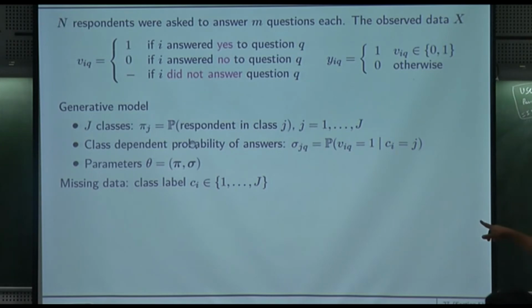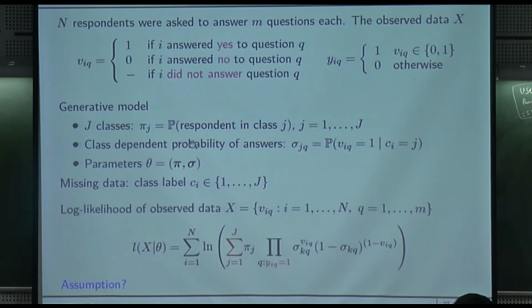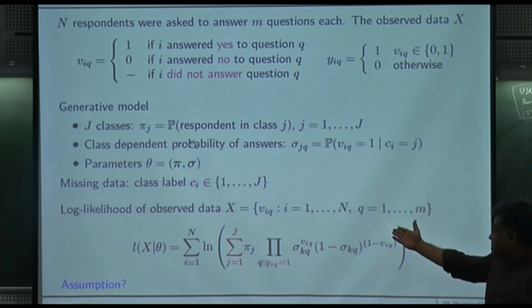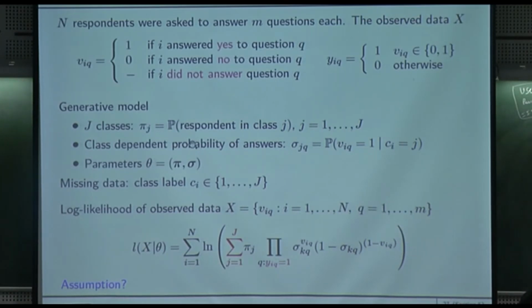So the missing data is C_i, which is the class label for each person, and we want to know exactly how they fall into these different classes. Now I'm going to ask you, the observed likelihood of the observed quantity is here. How did I write this down?